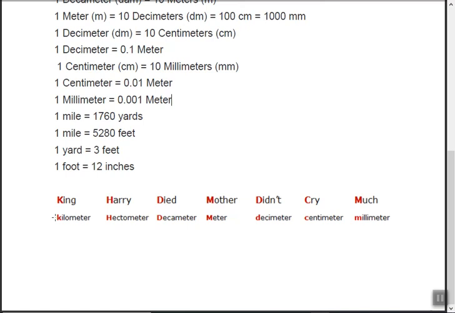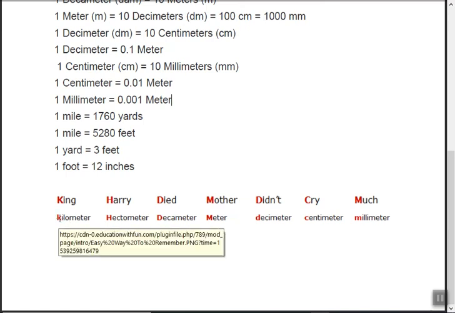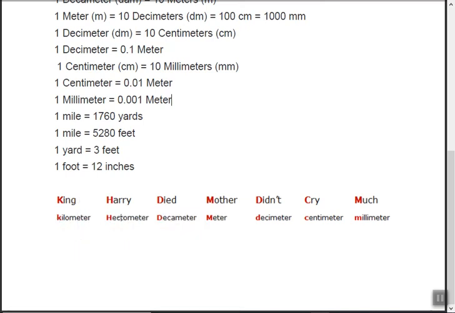So it's a multiple of 10. 1 kilometer equals 10 hectometers. 1 hectometer equals 10 decameters. 1 decameter equals 10 meters. 1 meter equals 10 decimeters. 1 decimeter equals 10 centimeters. 1 centimeter equals 10 millimeters.